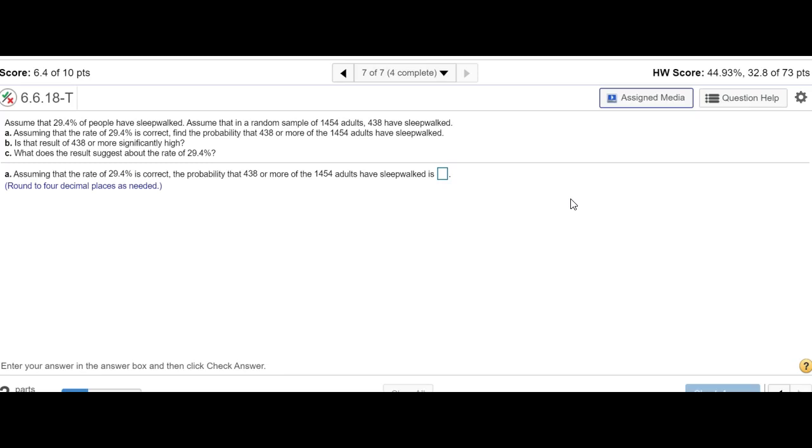And we're going to look at a case of 1,454 adults. So that's going to be our N. And we want to find the probability that more than 438 of them have sleepwalked.